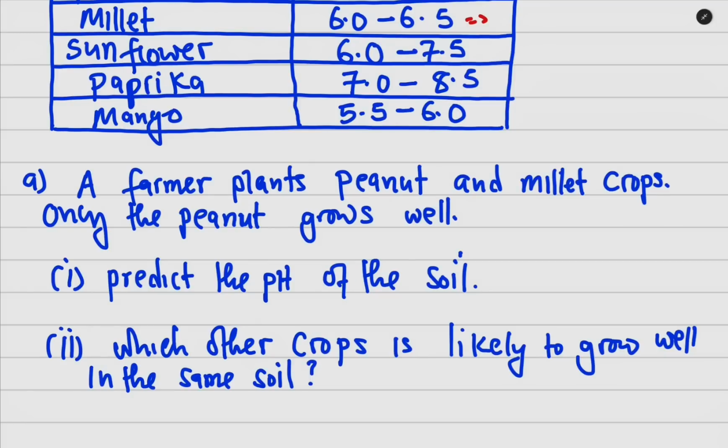So this farmer planted peanut and millet, and out of this only the peanut grew well. Now the question is: predict the pH of the what? Of the soil. Predict the pH of the soil. Now if peanut grew well, then the pH that you are going to predict should be the pH that favors a peanut, or in which peanut grows well.